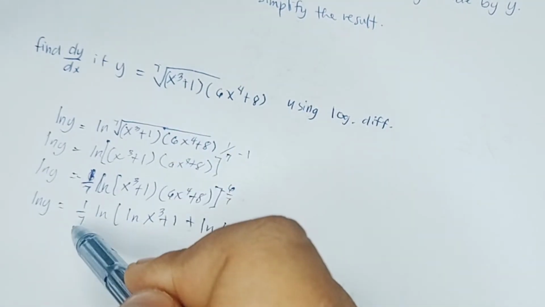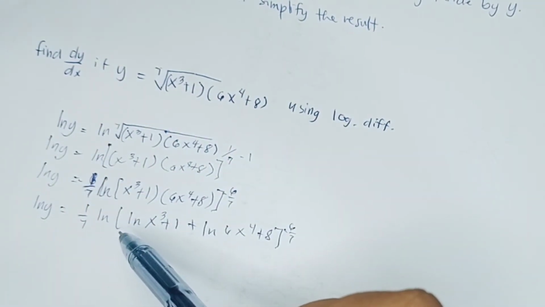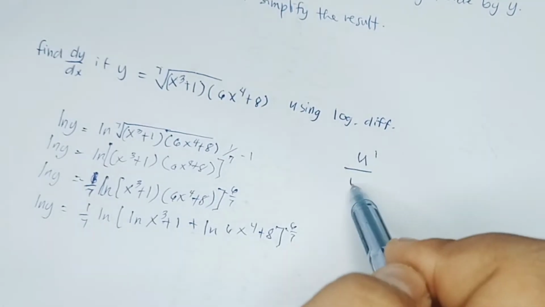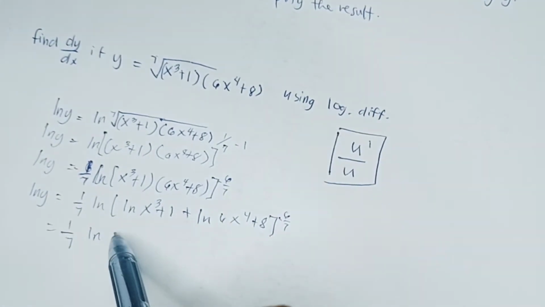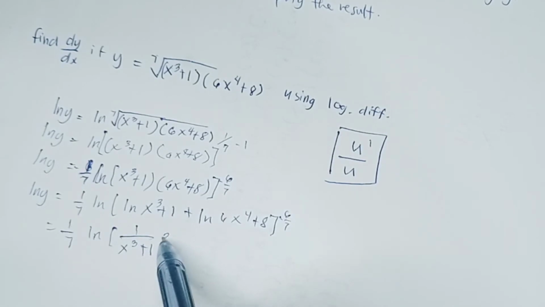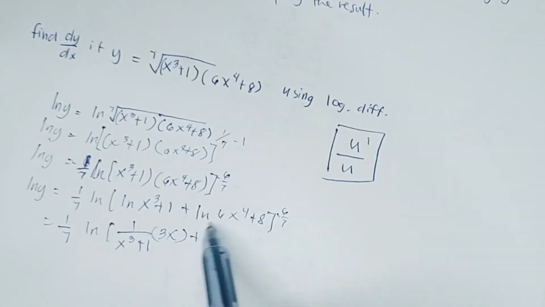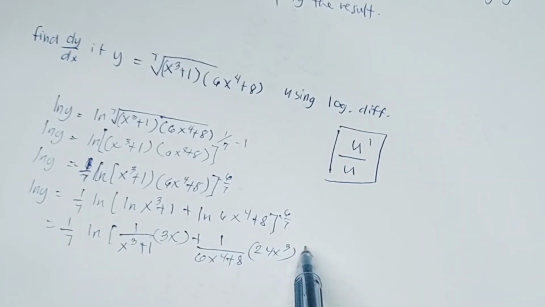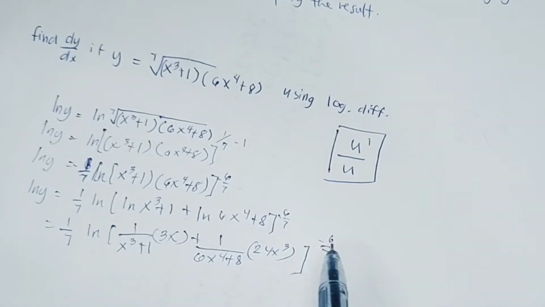Now, in finding the derivative of the natural log of a term, we should use the formula u prime over u. 1 over 7 times ln of x cubed plus 1 is equal to 1 over x cubed plus 1, and the derivative of x cubed, which is 3x squared, plus ln of 6x raised to 4 plus 8 is equal to 1 all over 6x raised to 4 plus 8, and the derivative of 6x raised to 4 is 24x raised to 3, and raised to 1 over 7.